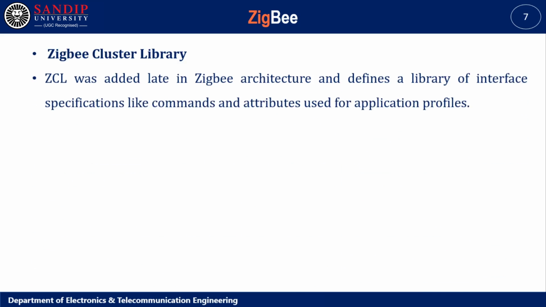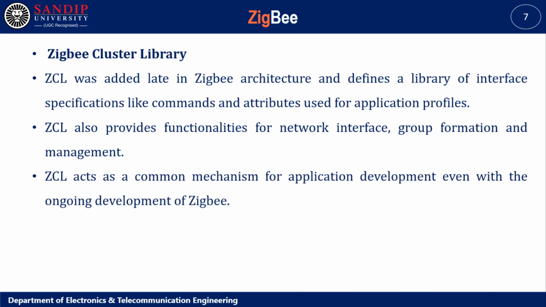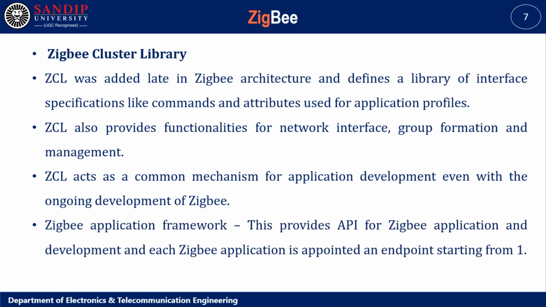ZigBee Cluster Library, ZCL, was added late in ZigBee architecture and defines a library of interface specifications like commands and attributes used for application profiles. ZCL also provides functionalities for network interface, group formation, and management. ZCL acts as a common mechanism for application development even with the ongoing development of ZigBee. ZigBee Application Framework. This provides API for ZigBee application and development, and each ZigBee application is appointed on endpoint starting from 1.